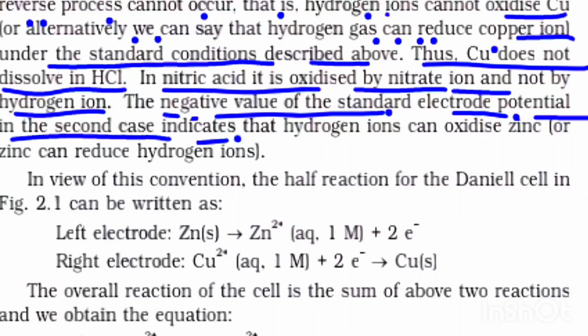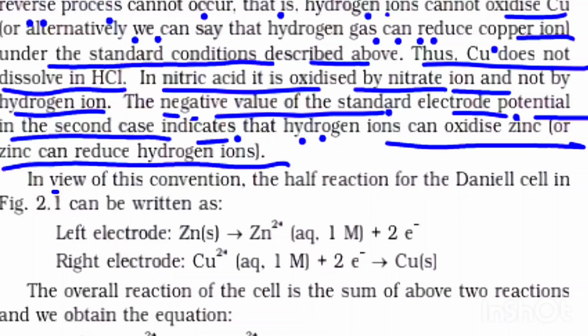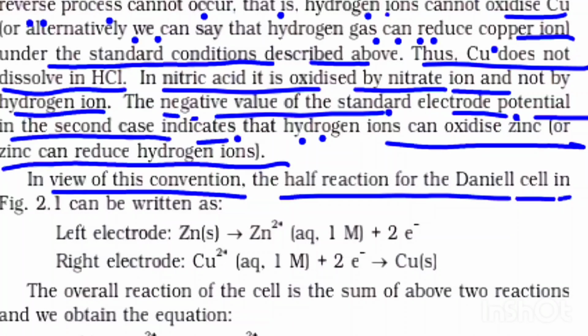Under the standard condition described above, the copper does not dissolve in HCl. In nitric acid, it is oxidized by nitrate ion and not by hydrogen ion. The negative value of the standard electrode potential in the second case indicates that hydrogen ion can oxidize zinc, or zinc can reduce hydrogen ion.